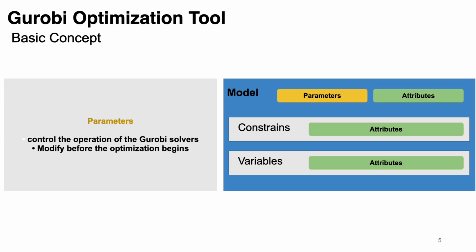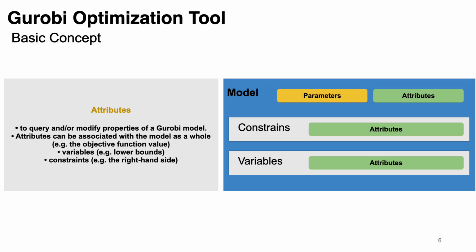The next basic concept is parameters. These are the levers that control the operation of the Gurobi solvers. You must modify these before you start the optimization process. As you can see in the diagram, parameters sit outside the model's data structure. They define how the solver should work, such as the maximum time it should spend on a problem, or how aggressive it should be with its algorithms. By changing these parameters, you can tune Gurobi to solve your specific problem faster or more accurately.